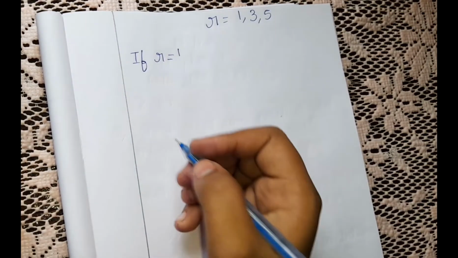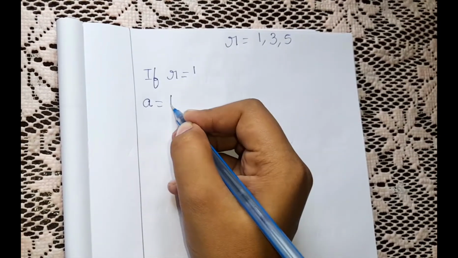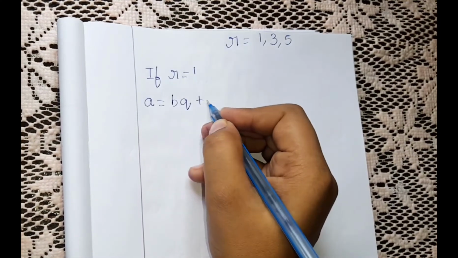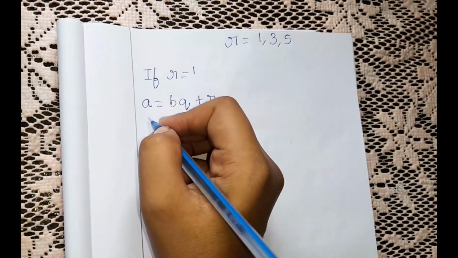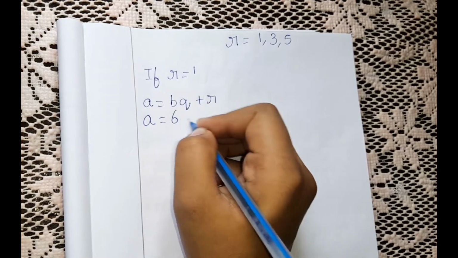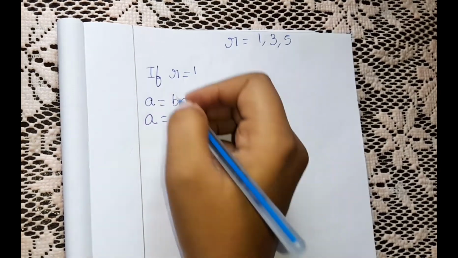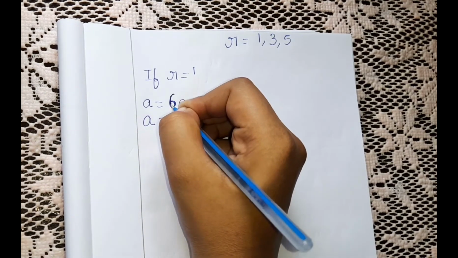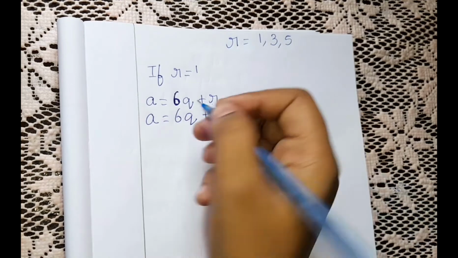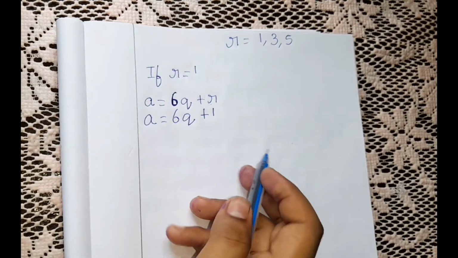If r is equal to 1, then a is equal to bq plus r. So in this, we are going to be writing a is equal to 6q plus, in r place we are going to be writing 1. Actually, we are supposed to write 6. Why? Because in the whole sum we should mention b as 6. So make sure that instead of b you write 6. Then only you will get a mark.